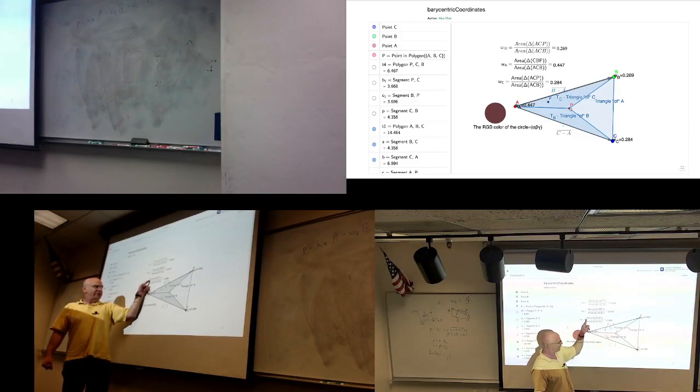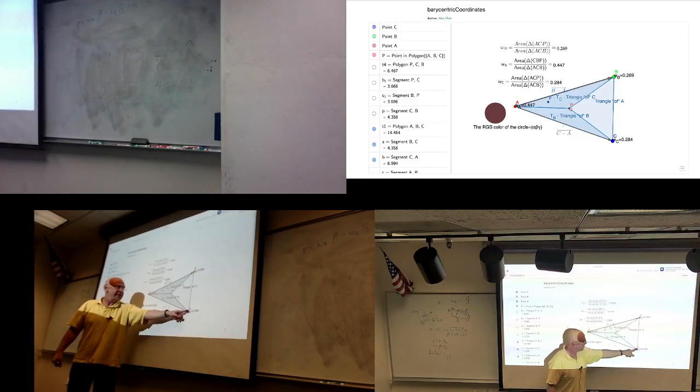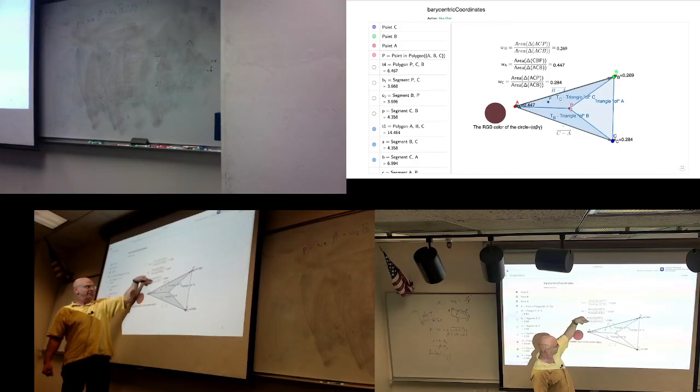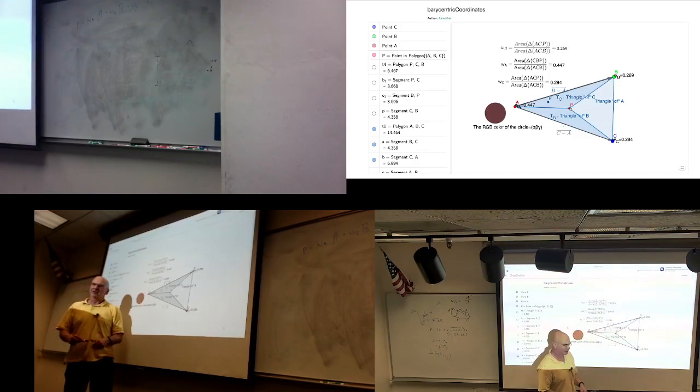What would be the weight of C? Here is C, what out of these 3 triangles? The triangle that doesn't contain C, this one, the area of this one divided by the area of the big triangle.